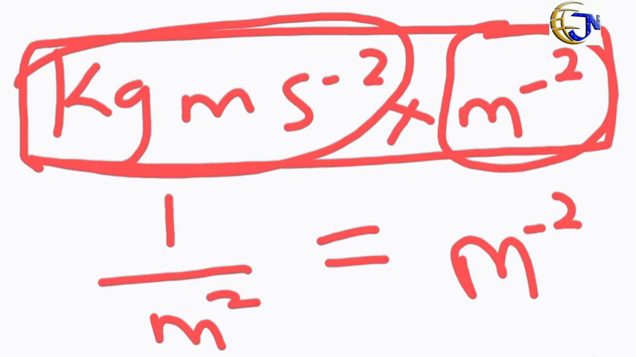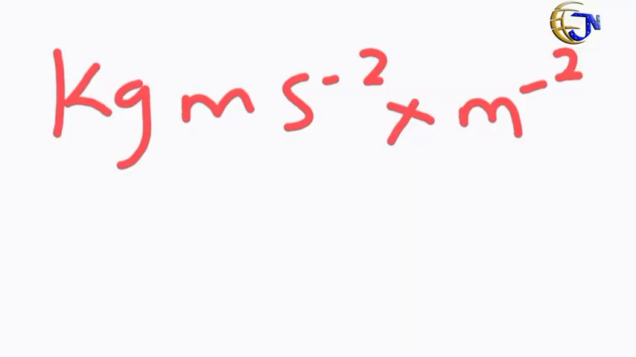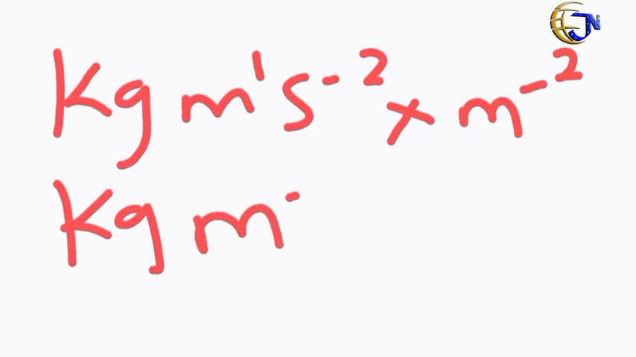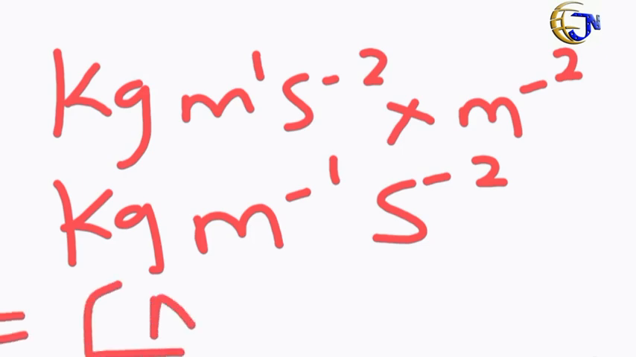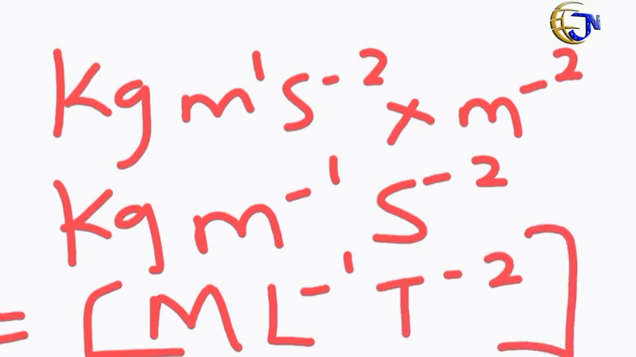So now let's combine it to get the dimension for pressure. We can combine the formula to be kilogram, this is m raised to power 1 and this is m raised to power minus 2. So 1 minus 2, it will reduce to m raised to power minus 1, seconds raised to power minus 2. So let's now get the dimension. Kg is for mass, meter is for length, and seconds is for time. So this is the dimension for pressure.